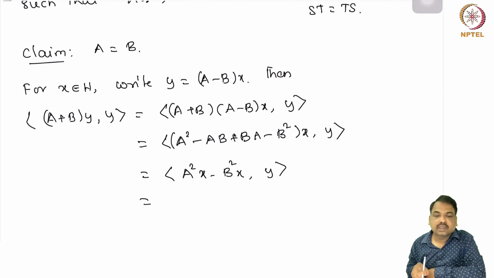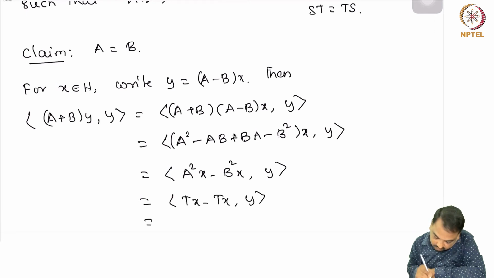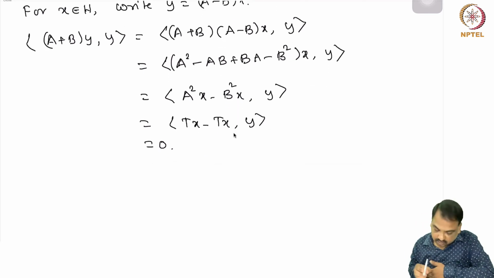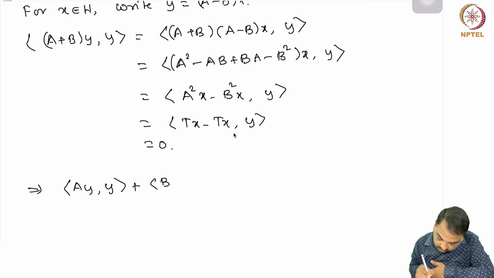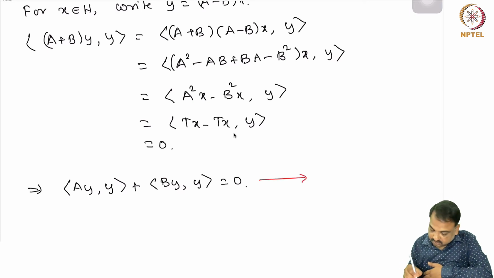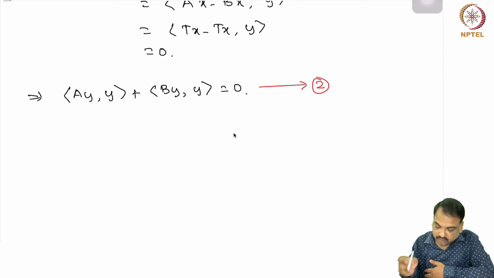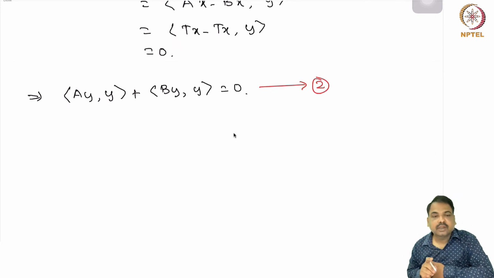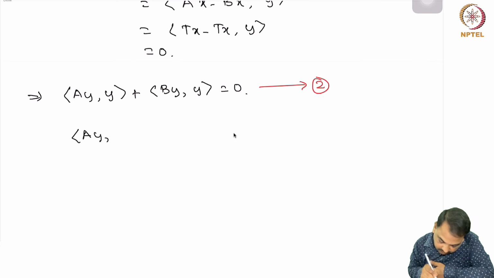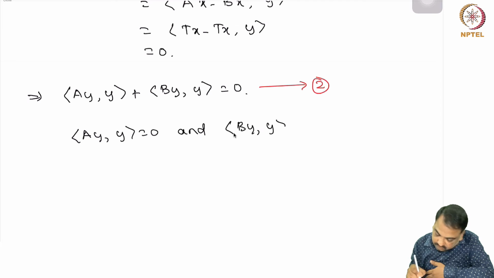But we know that A square is T and B square is T, so this is (Tx minus Tx, y), this is 0. So from this we can say that (Ay, y) plus (By, y) is 0. So let us call this equation 2. So now from this we can conclude that (Ay, y) is a positive number, (By, y) is a positive number because A and B are positive. So from this we can say that (Ay, y) is 0 and (By, y) is 0.